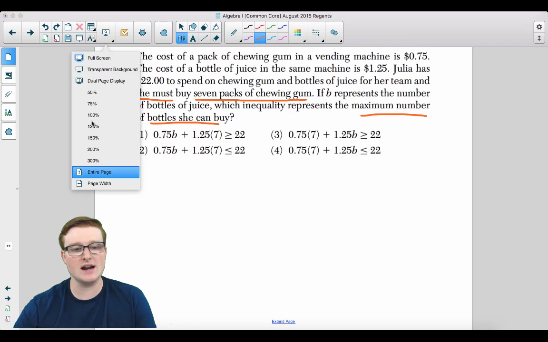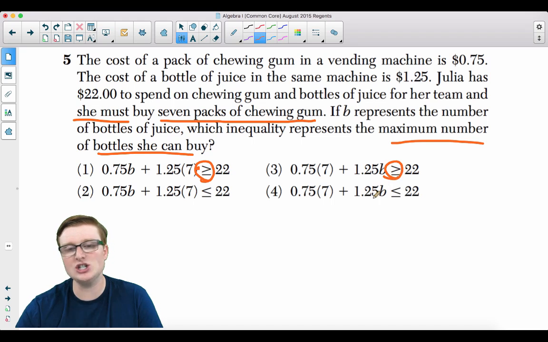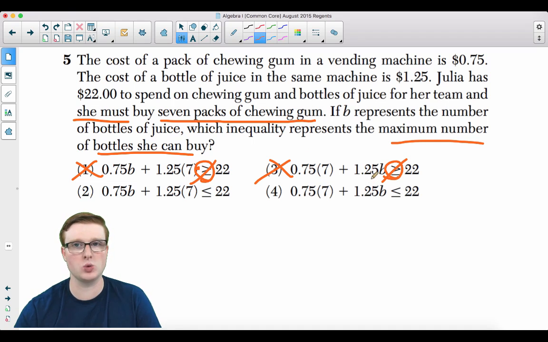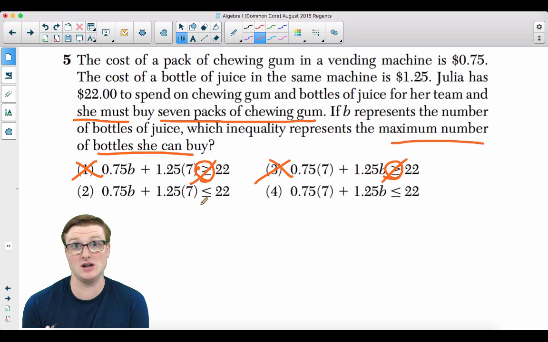So the first thing that you got to think about is you got to think logically. She only has $22 to spend. That means that she cannot exceed $22. So you got to get rid of choices 1 and 3, because this is suggesting that she could spend more than $22. It has to be less than or equal to $22. She could spend $22 or she could spend less than $22.